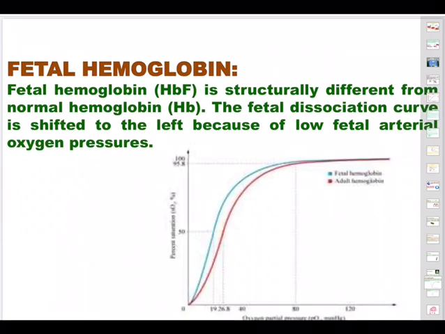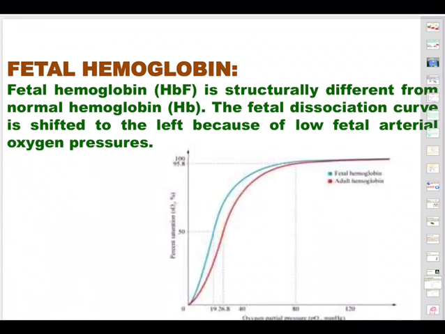And what about in babies? Fetal hemoglobin is structurally different from normal hemoglobin. The fetal dissociation curve is shifted towards the left as you are seeing, and it is for low fetal arterial oxygen pressures. So thus the oxygen hemoglobin dissociation curve indicates how much affinity there is for the hemoglobin to the oxygen, and this helps us to understand the loading and unloading of oxygen into the tissues.